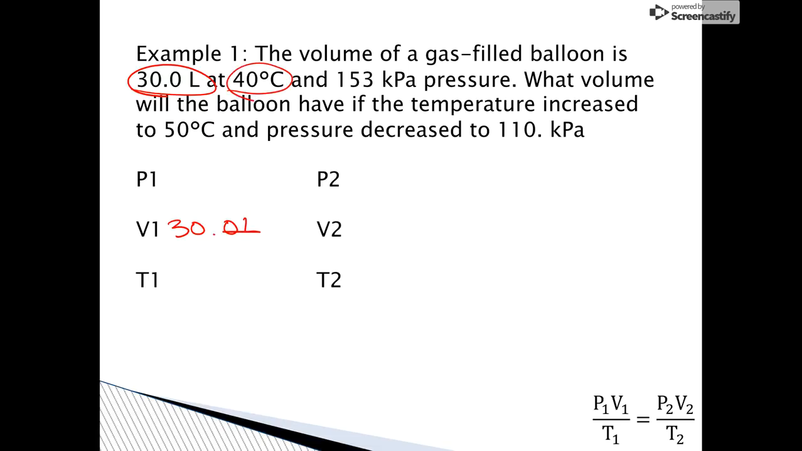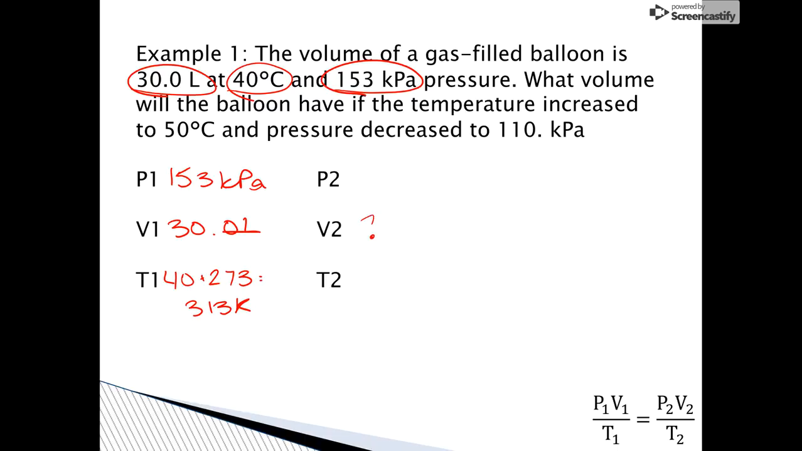It is 40 degrees Celsius, so that's temperature. But I need to add 273 to get it in Kelvin, so this is 313 Kelvin. The 153 kPa is my pressure. What volume will the balloon have? Which means you don't know the volume. You don't know the changed volume.